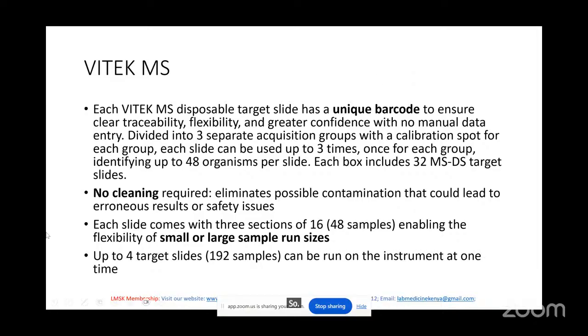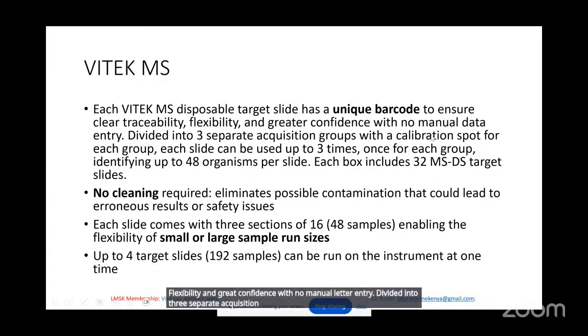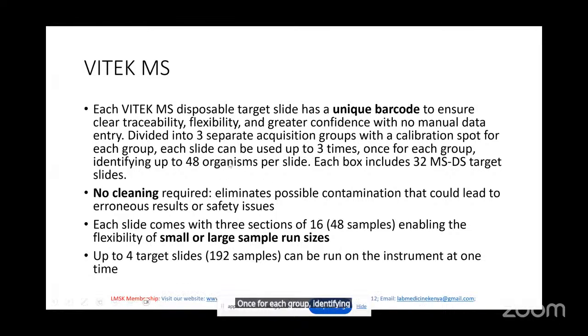So each Vitek MS has a disposable target slide that has unique barcodes to ensure clear traceability, flexibility, and great confidence with no manual data entry. Divided into 3 separate acquisition groups with a calibration spot for each group. Each slide can be used up to 3 times, once for each group, identifying 48 organisms per slide.